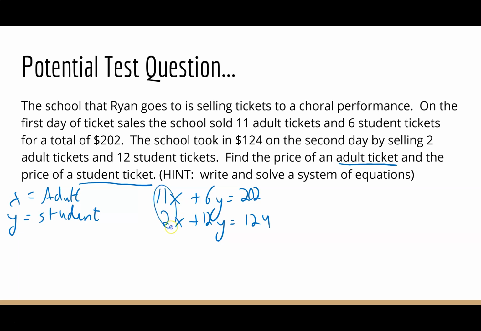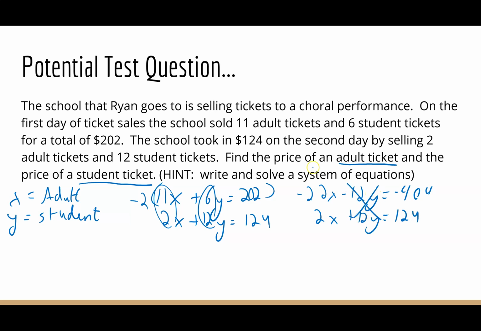However, I don't have a plus minus of the same thing. But I can turn that 6 into a negative 12 by multiplying by negative 2. And let's see, that gives me negative 22x minus 12y equals negative 404. Other equation didn't change. Now when I shove stuff down, the y goes away.